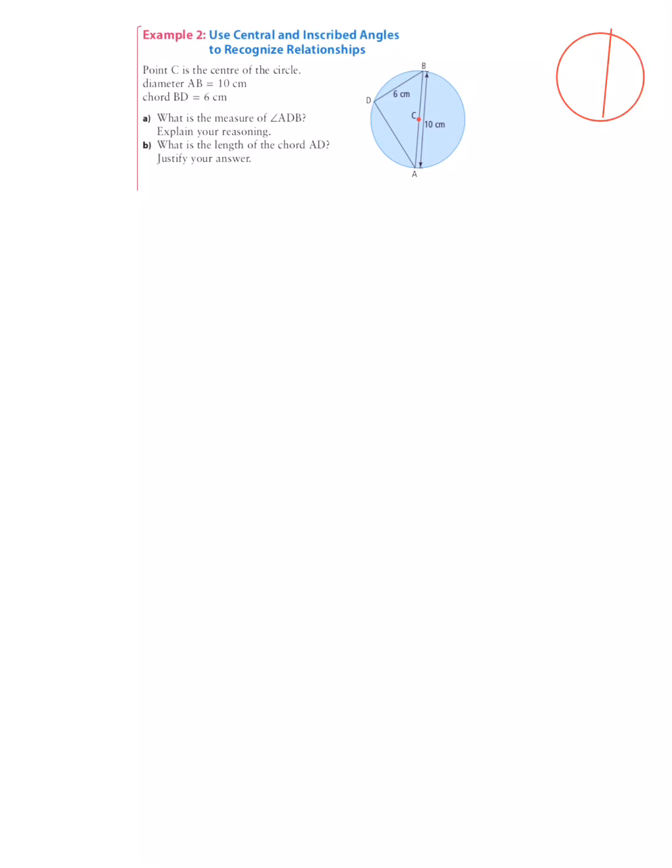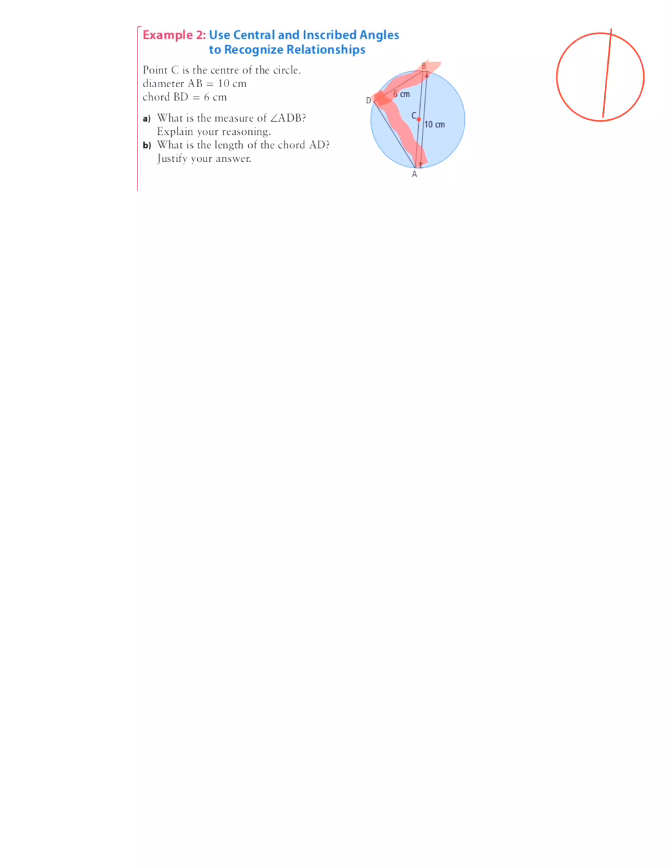So it's telling us that this is the center of the circle, so this chord goes directly through the center. AB equals 10 centimeters, so they've labeled it right here, it's 10 centimeters. And BD is 6 centimeters, so this other side of the triangle. What is the measure of ADB? Explain your reasoning. Okay, so let's just take a look at this circle again here. And we're trying to find ADB.